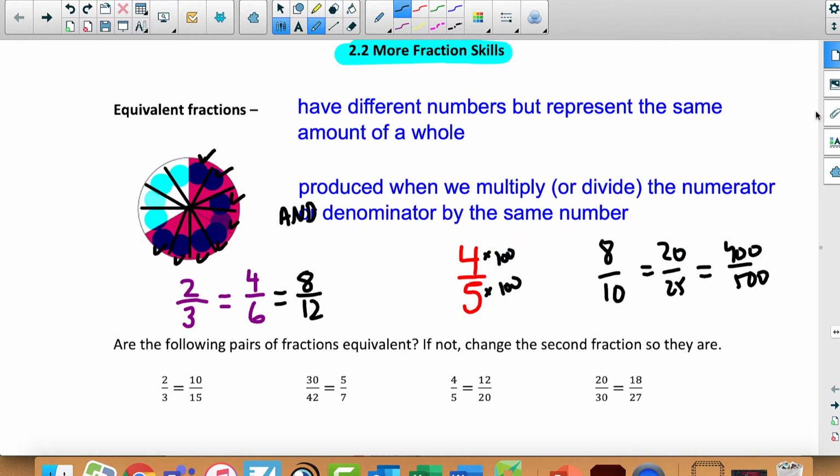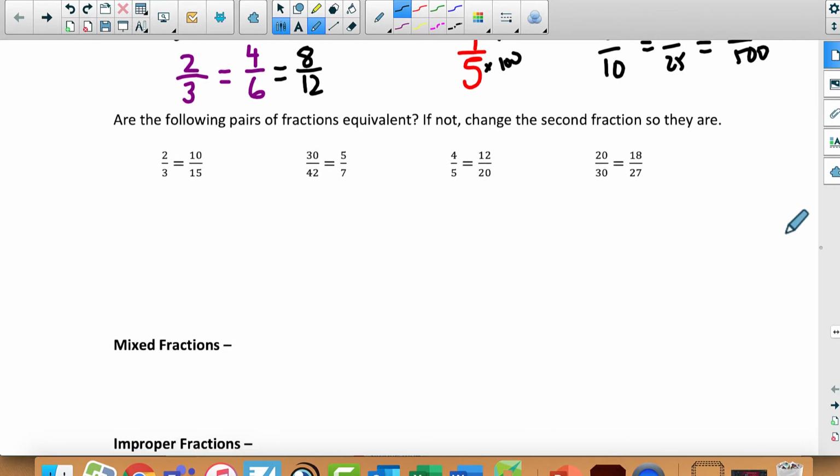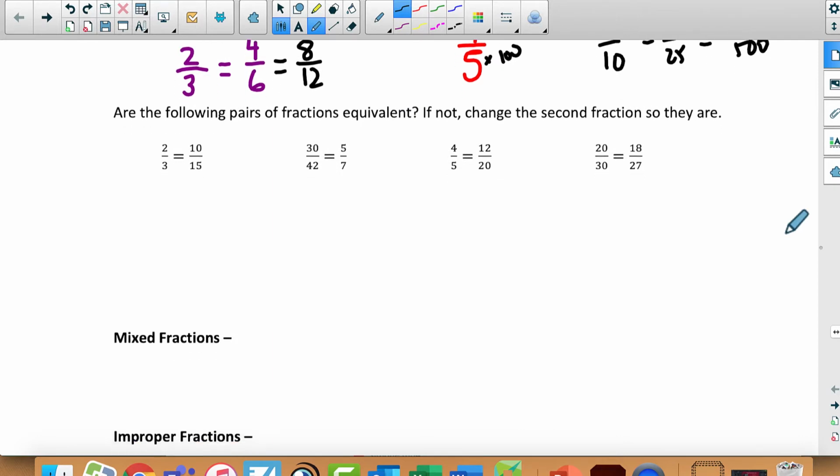So the question I have here is, are the following pairs of fractions equivalent? So I have 2/3 and 10/15, and I want to know if they're equivalent or not.